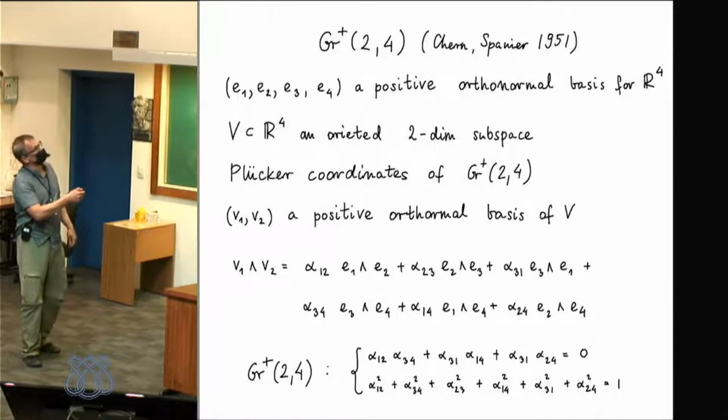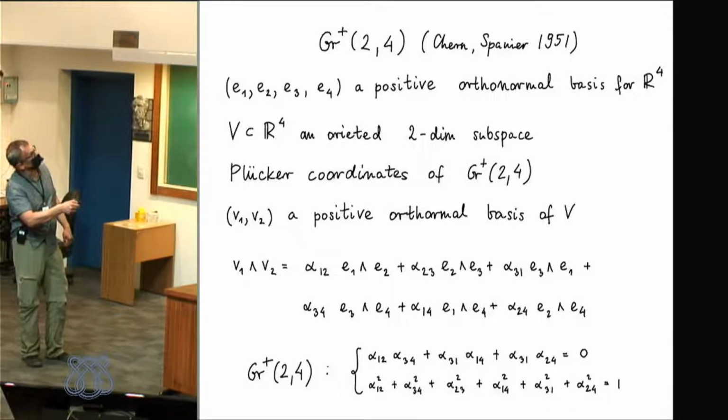So first I will describe the structure of the oriented Grassmannian G(2,4), following the paper by Chern and Spanier from 1951. We have a positive orthonormal basis for R4, and an oriented two-dimensional subspace V. We use the Plücker coordinates of this Grassmannian. We just take a positive orthonormal basis of V, and describe it by the vectors v1, v2.